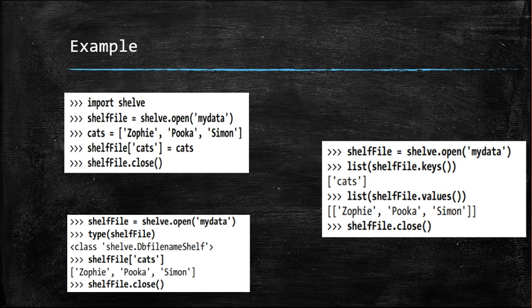So the three files will be, so here the name of the file you have given is mydata. So the three files that will be created are the mydata.bak file, the mydata.dat file, and the mydata.dir. So these three files will be created in the case of Windows. Okay, so these binary files contain the data that you have stored in the shelf.